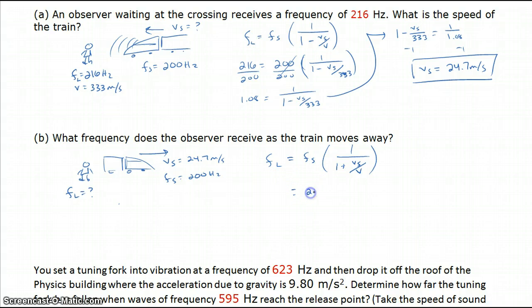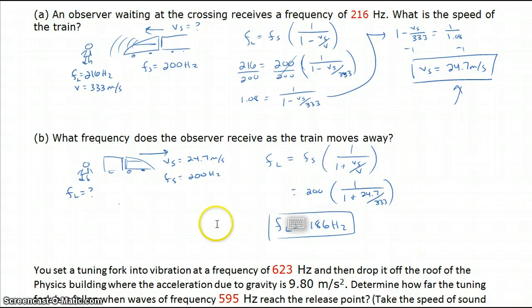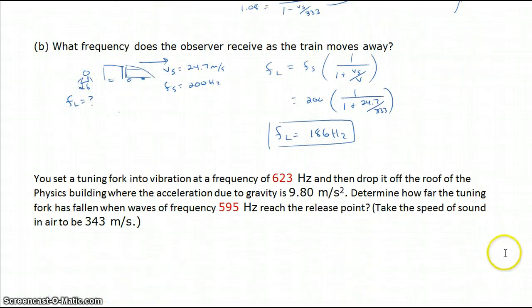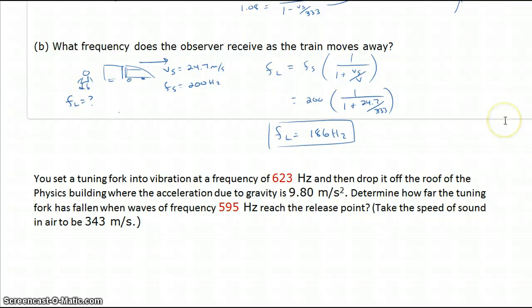What does he hear? Well, it's going to be 200 times 1 over 1 plus 24.7, that's his speed, we found that from the other problem, over 333 meters per second. That gives us 186 hertz. That is less than the emitted sound from the source, so that totally makes sense that you would expect this.